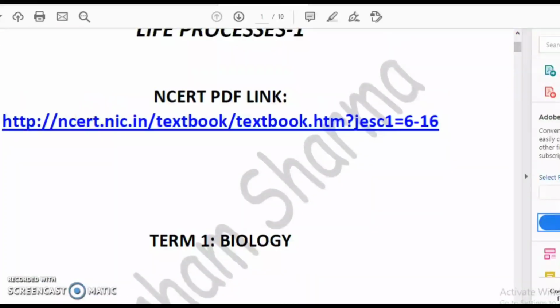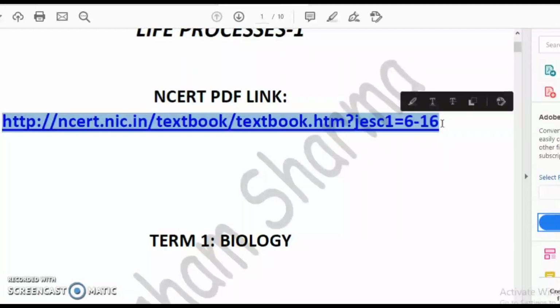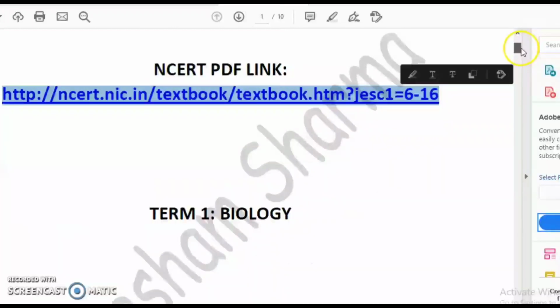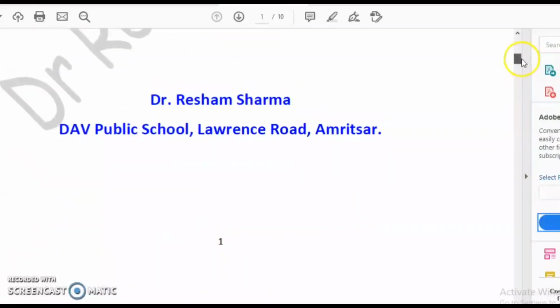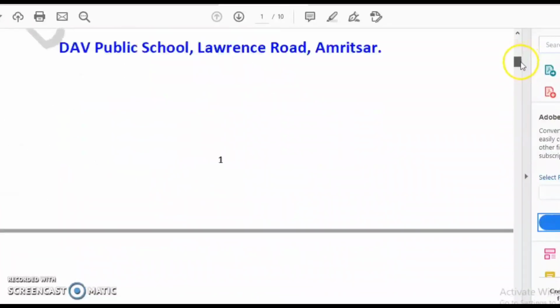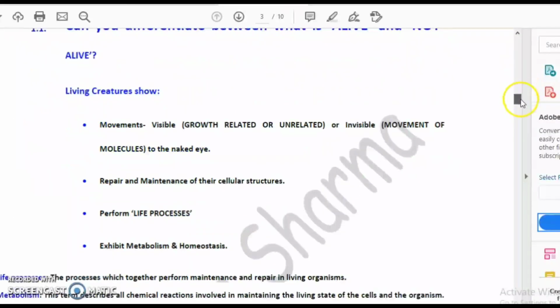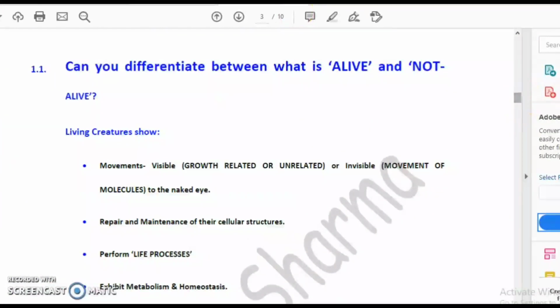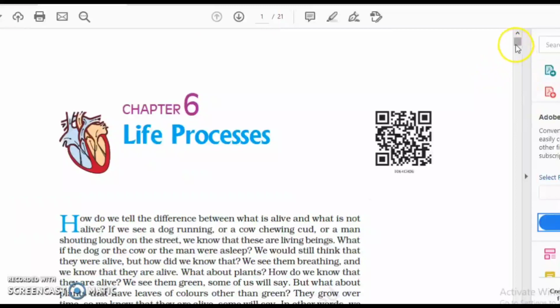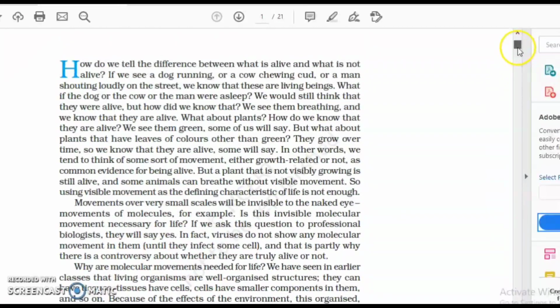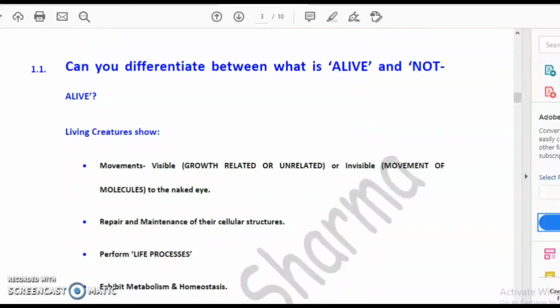Over here I have mentioned the NCERT link to the entire chapter, life processes for biology, class 10. This is usually the first chapter that we start our class 10 biology syllabi with. If you go through the first page of the NCERT, I have streamlined it in the form of some points in my module, which I would like to share with you.